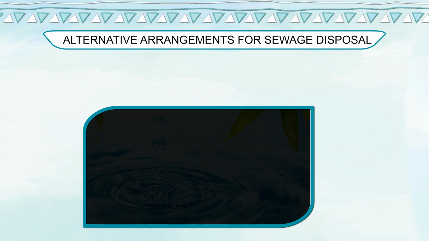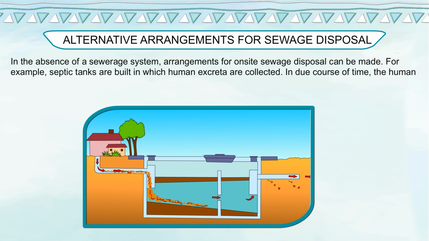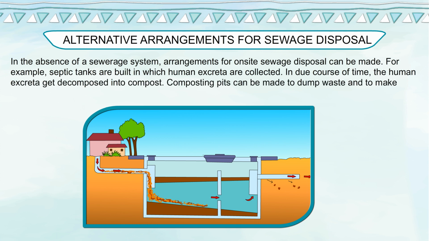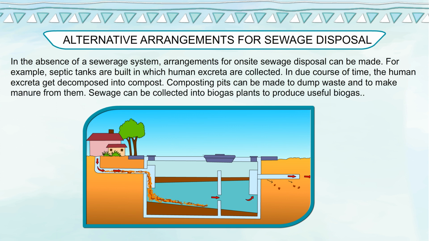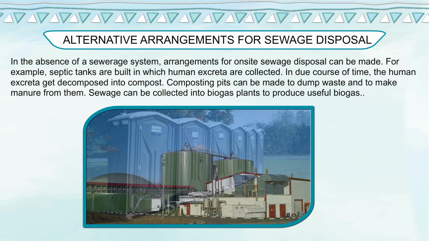Alternative arrangements for sewage disposal. In the absence of a sewage system, arrangements for on-site sewage disposal can be made. For example, septic tanks are built in which human excreta are collected. In due course of time, the human excreta get decomposed into compost. Composting pits can be made to dump waste and to make manure from them. Sewage can be collected into biogas plants to produce useful biogas.